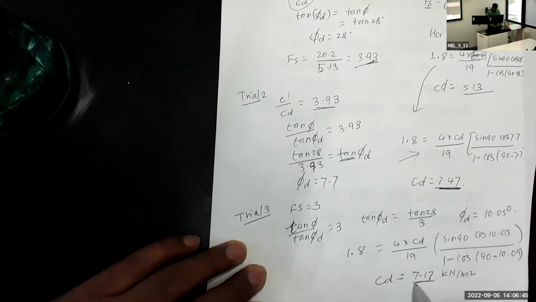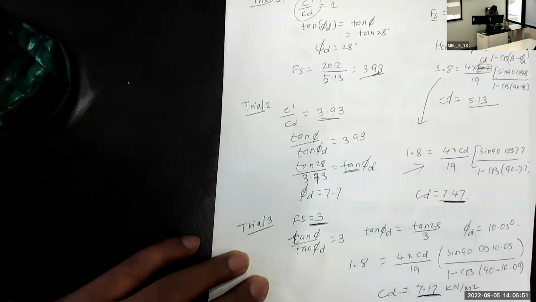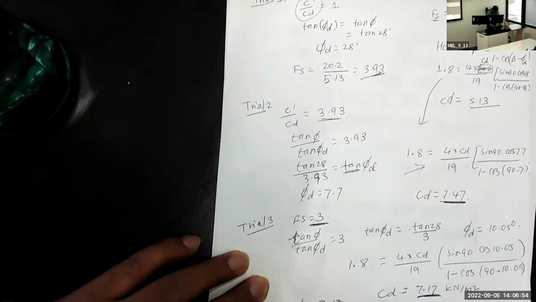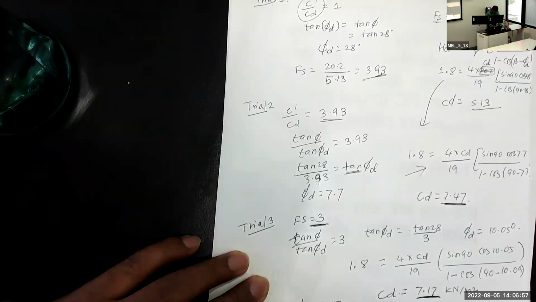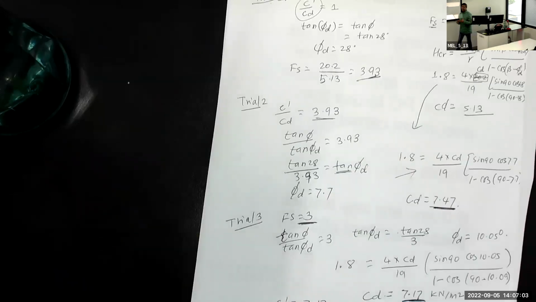Now, if you multiply that by this, you should get 20.2. Is that correct? C dash equals 7.17 times 3, which is 21.5. You see, it's closer. It's coming to that position. So factor of safety should be around 3. So first, assume some factor of safety, calculate phi d using the equation, calculate CD, and then check whether the ratio of C also is the factor of safety or not. We need to do a few trials, because there are 2 unknowns and 1 equation. We can't find both of them unless we do trial and error.